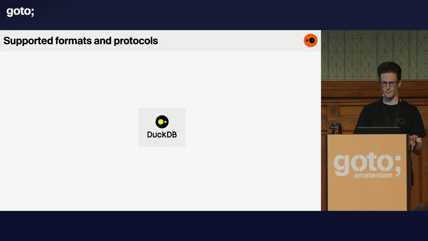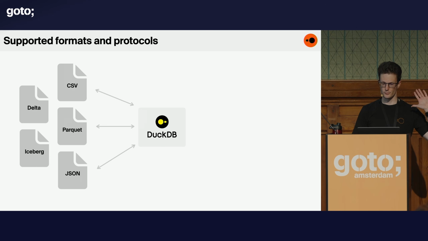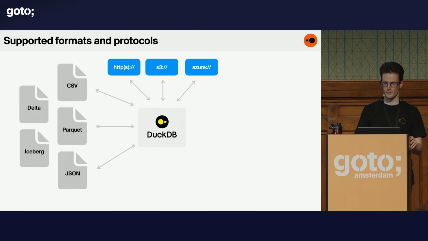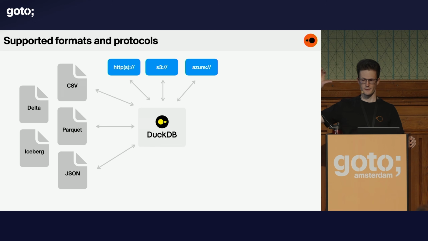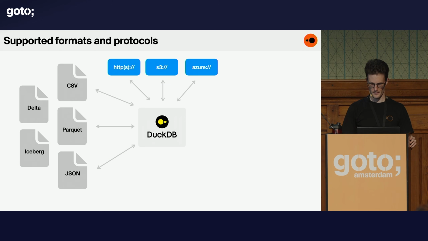Well, DuckDB supports many formats and protocols. So it can load CSVs, Parquets, and JSONs, as you would expect, but also now the data lake formats like Delta and Iceberg. And it supports the HTTPS protocol, the AWS S3 protocol, and the Azure Blob Storage. And these work in tandem together.